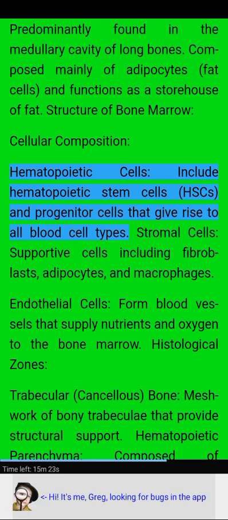Cellular composition. Hematopoietic cells include hematopoietic stem cells (HSCs) and progenitor cells that give rise to all blood cell types. Stromal cells: supportive cells including fibroblasts, adipocytes, and macrophages. Endothelial cells form blood vessels that supply nutrients and oxygen to the bone marrow.